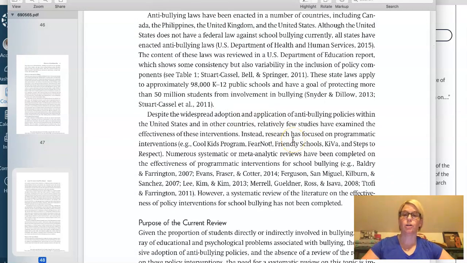Their last paragraph here, despite the widespread adoption of anti-bullying policies within the United States, really few studies have examined the effectiveness of this intervention. So when the evidence is scant on a certain topic that is such a big deal and affects so many people, they really set themselves up to build the case that what they're talking about here is important and needs to be talked about.